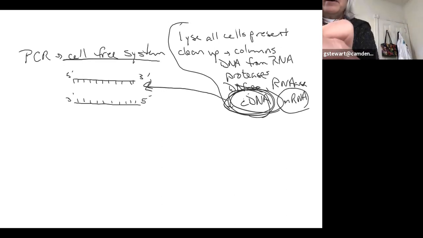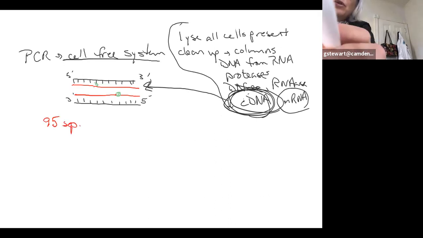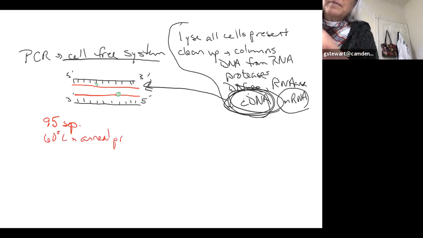Now, the primers are going to bind like this. The Taq polymerase is going to bind and extend, right? So we're going to heat it up to 95 to separate the strands. Then we're going to cool it down, usually to 60 some degrees Celsius, to allow the primers to anneal. And then we're going to heat it back up, usually in the neighborhood of 72 degrees Celsius for what we call extension. So we'll let those primers extend.